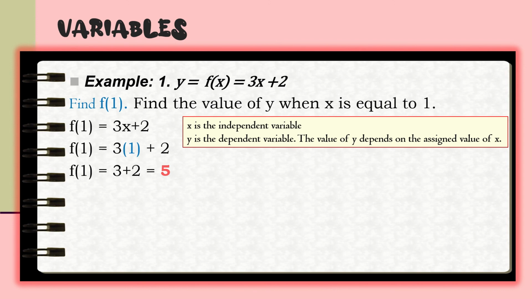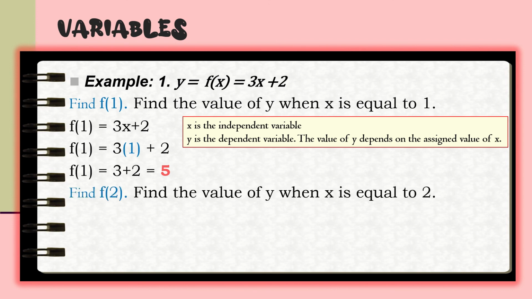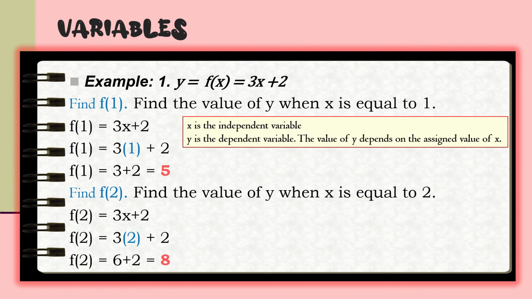Let us assign a different value for x. Find the value of y when x is equal to 2. So substitute natin yung value ni x na 2 dun sa equation. This will give us 3 times 2 plus 2, that is 6 plus 2. Therefore, y is equal to 8 if x is 2. So, yung value ni y, nakadepende lagi kay x. So, nag-iiba yung value ni y, depende sa value na inassign natin dun sa variable x or dun sa independent variable.